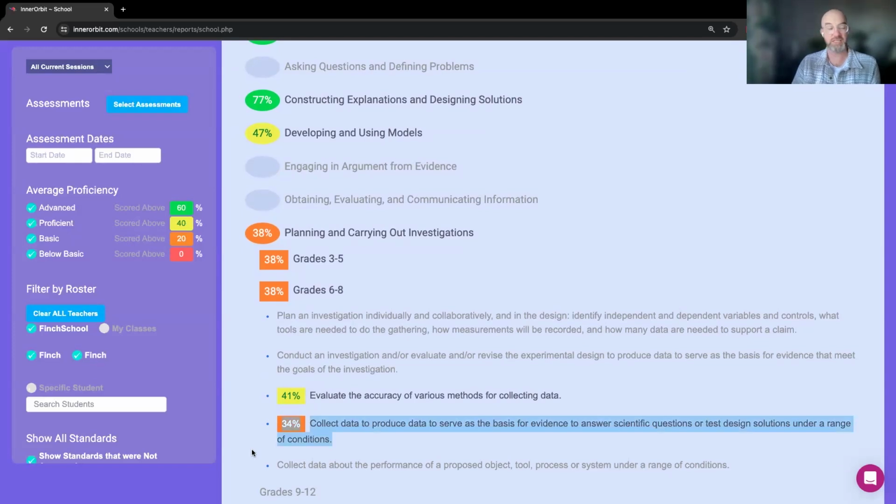Where we've collected data, the only places we've collected data is that they're struggling to collect data to serve as evidence to answer scientific questions or test design solutions under a range of conditions. That's probably most similar to a CER statement that sums up a lab or a set of data from an experiment. So you can probably imagine something on the OSTP science test where students are told that so-and-so, Marco, goes through and does this experiment, and here's the data that they get. Write a CER statement to explain if their hypothesis is correct. So this is what this standard is getting at, and what we want to do is gather data on that to show that students are struggling with that or they're being more successful.